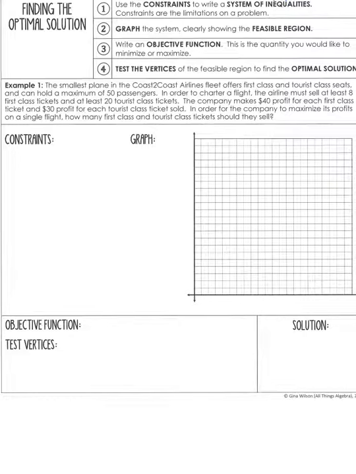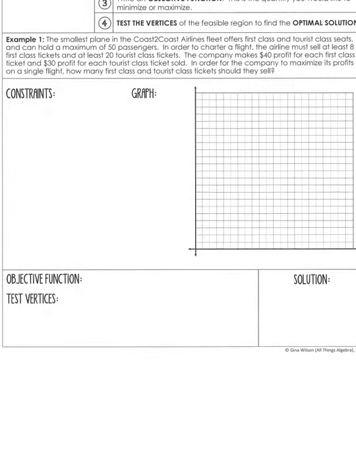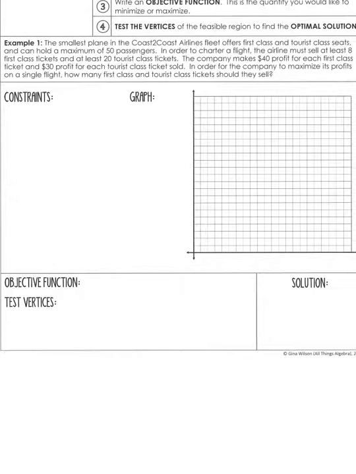And then there's going to be things that we're going to look for what we're maximizing. So if I'm maximizing profit, look for things that tell me how to find my profit. So as we go through this problem, we're going to highlight as we go. And so let me move it up just a little bit more so I can write on it on my laptop here.